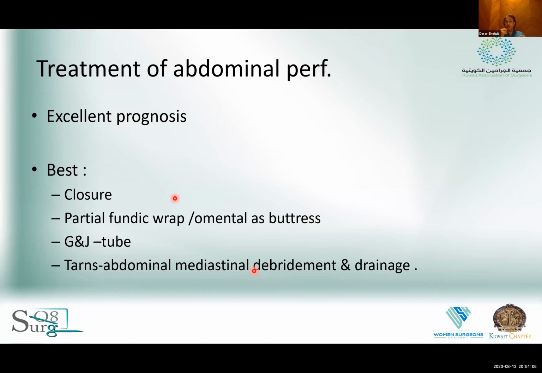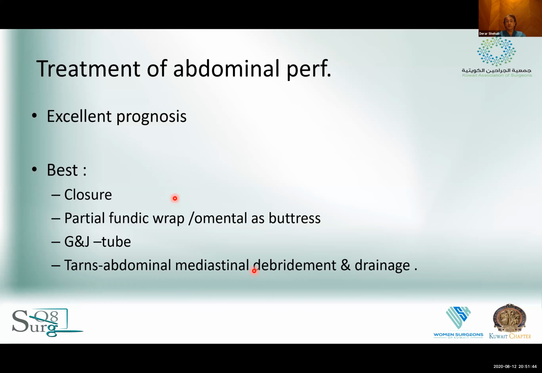Abdominal perforations usually carry an excellent prognosis, and the treatment is more or less straightforward. You close the perforation either primarily, or you patch it with a fundoplication wrap or omentum and buttress it. Leave a G-tube and J-tube. The good thing about the laparoscopic or open technique in this situation is that you can drain the mediastinum through the abdomen, through the hiatus.